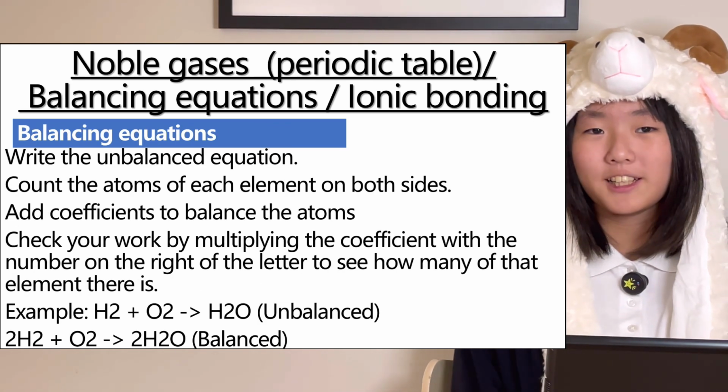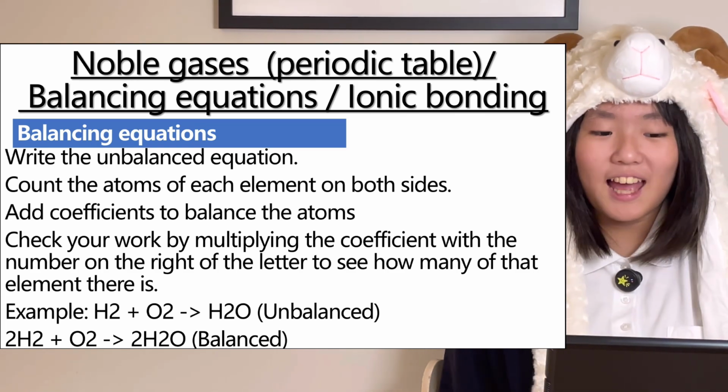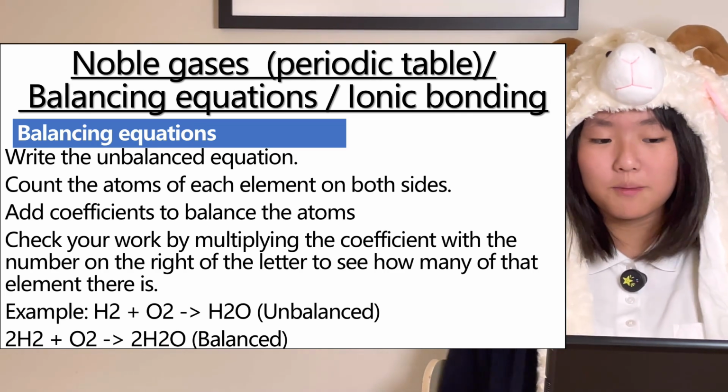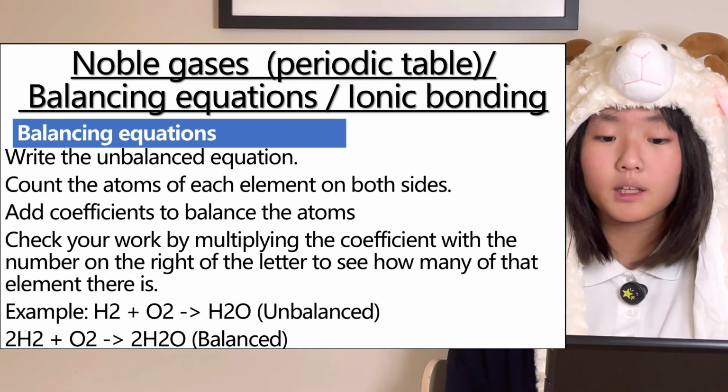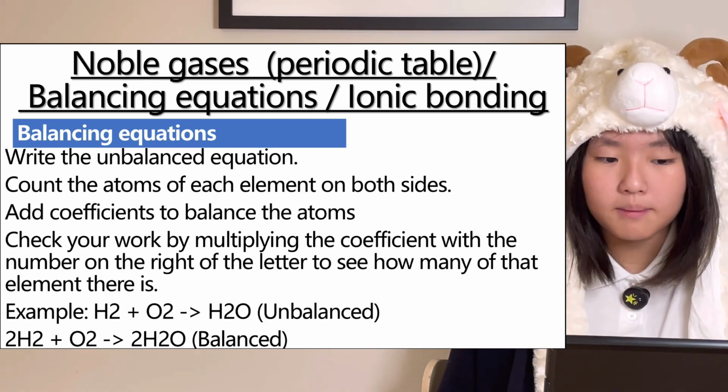Now I'll teach you about balancing equations. First, you need to write out the unbalanced equation. Then, count the atoms of each element on both sides. Add coefficients to balance the atoms. Check your work by multiplying the coefficient with the number on the right of the letter to see how many of that element there is.